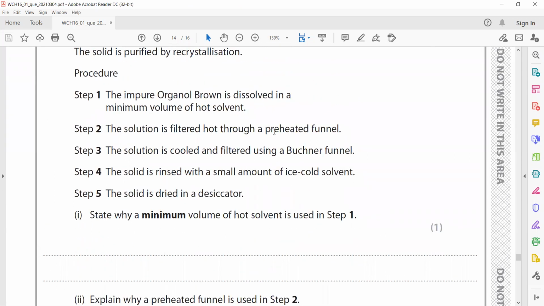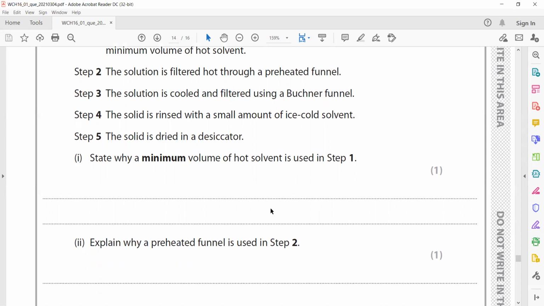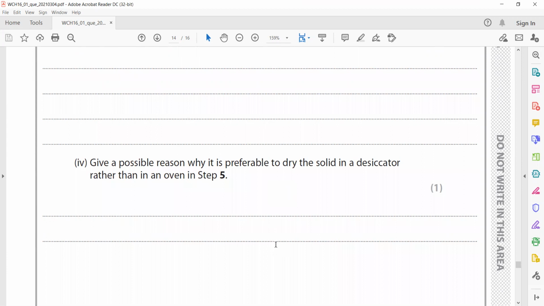Step 2, the solution is filtered through a hot funnel, so that is to remove insoluble impurities. Then the solution is cooled and filtered using a Buchner funnel. When we cool down, the soluble impurities remain in solution and the crystals are left on the filter paper. So step 2 is for removing insoluble impurities, and step 3 is to remove soluble impurities. Give a possible reason why it is preferred to dry the solid in a desiccator: because this solid might decompose.